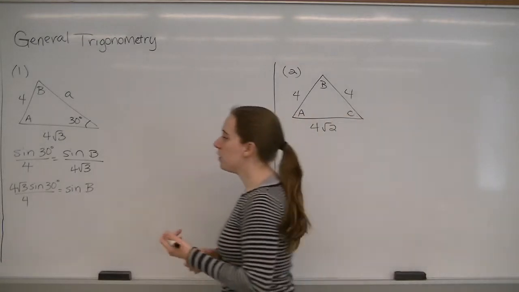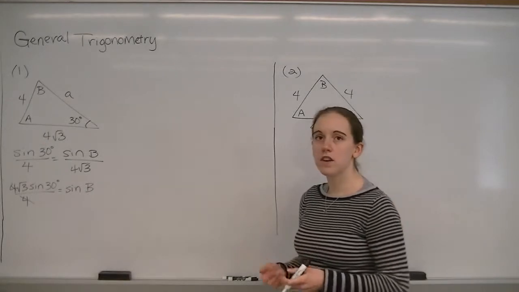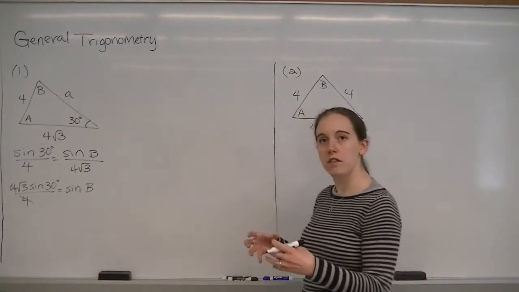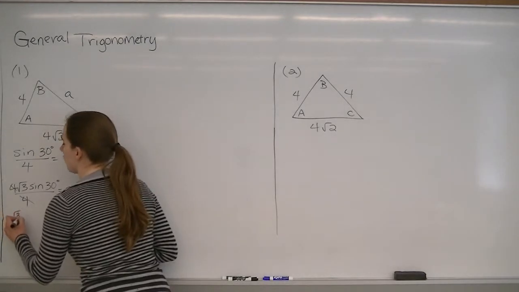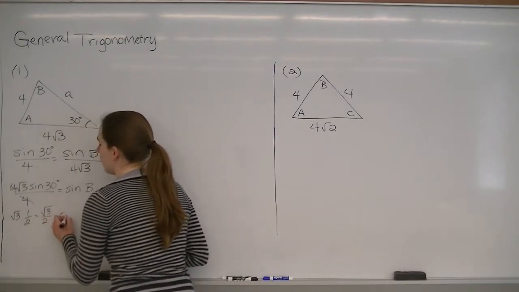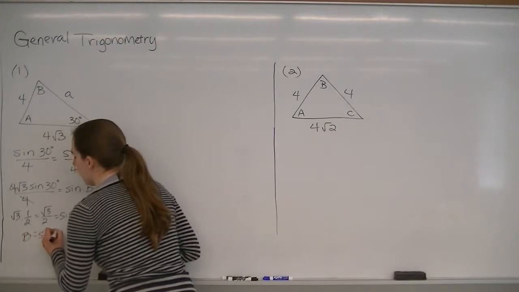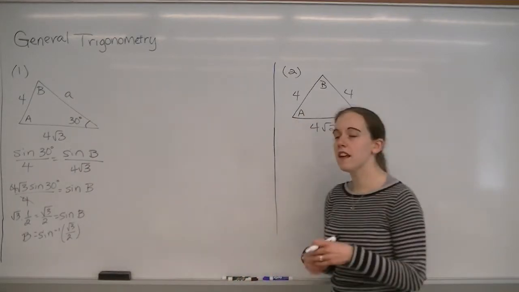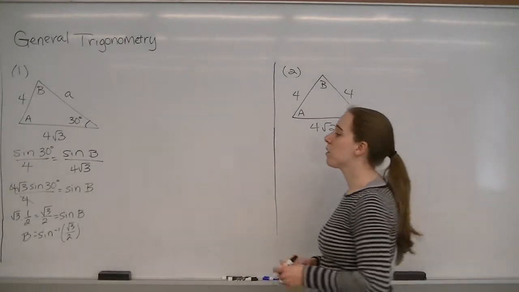And then I can do a little bit of simplifying now, because those 4's are actually going to cancel. And I know the sine of 30 degrees. 30 degrees is one of my special angles, so if I write out my chart or if I have it memorized, I know that the sine of 30 is 1/2. So I get the square root of 3 times 1/2, which I can rewrite as root 3 over 2, is equal to the sine of b. So that means that b is equal to the sine inverse of the square root of 3 over 2.